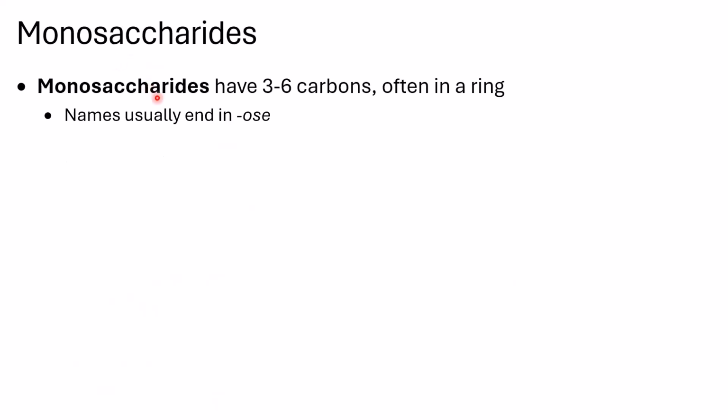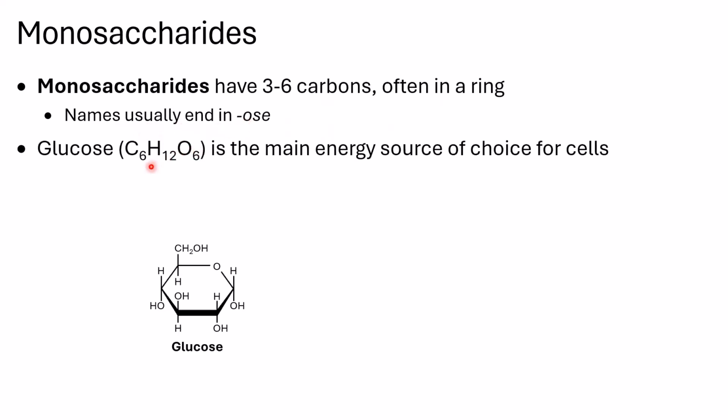First, monosaccharides. Monosaccharides again refer to there being just one sugar molecule. They generally have 3 to 6 carbons and are often in a cyclic form, which forms a ring. One way to identify monosaccharides and carbohydrates in general is that their names usually end in "-ose". Glucose, for example, is a monosaccharide and is in fact the preferred energy source for most cells. We will learn more about how it is broken down to obtain energy in our cellular respiration lecture.